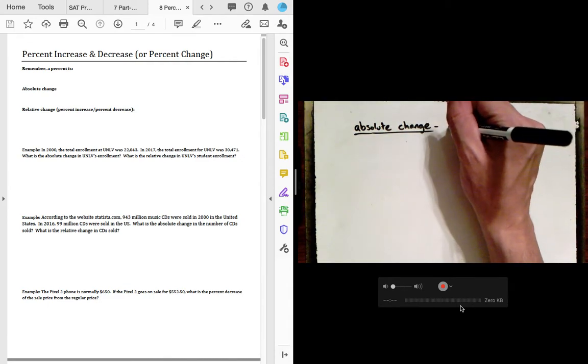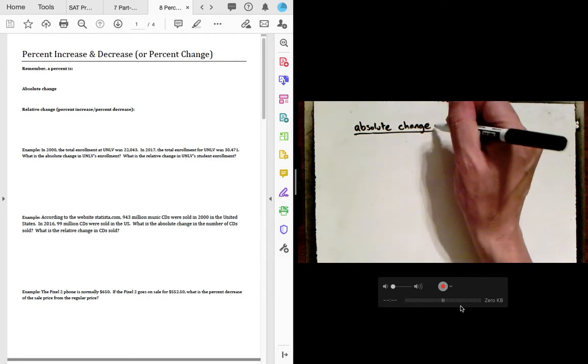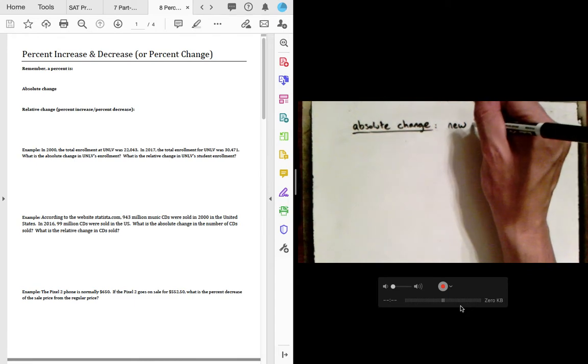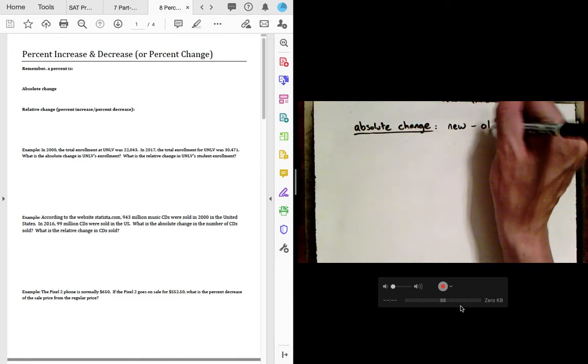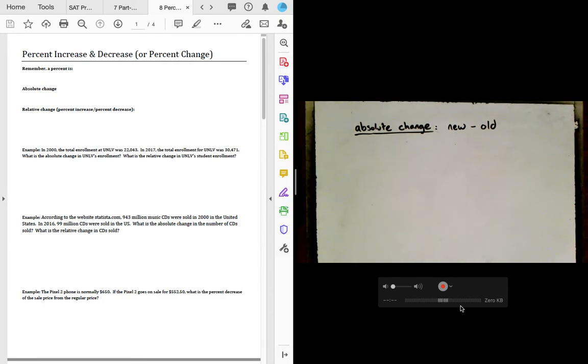Absolute change is just the total change as something goes from one value to the next. I like to refer to that as new minus old. So if I had $30 in my pocket yesterday and I have $40 in my pocket today, then the absolute change is a positive $10, right? Absolute change can be positive or negative.